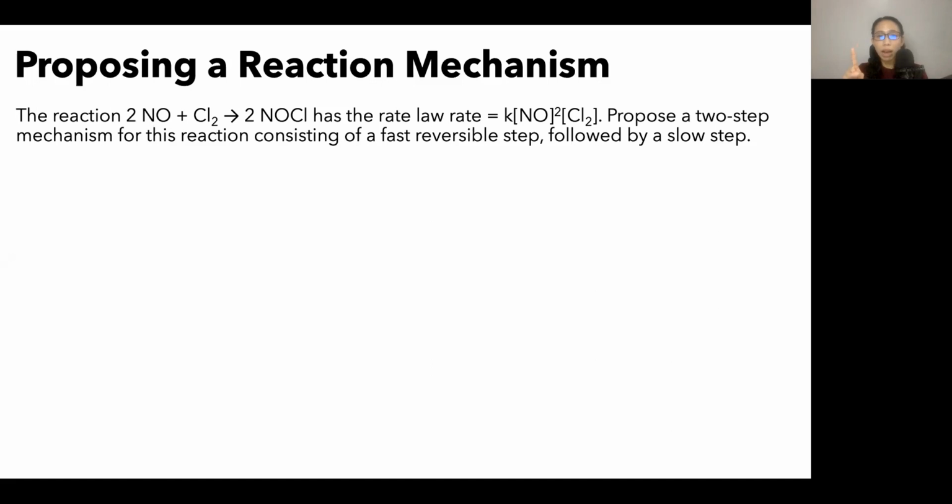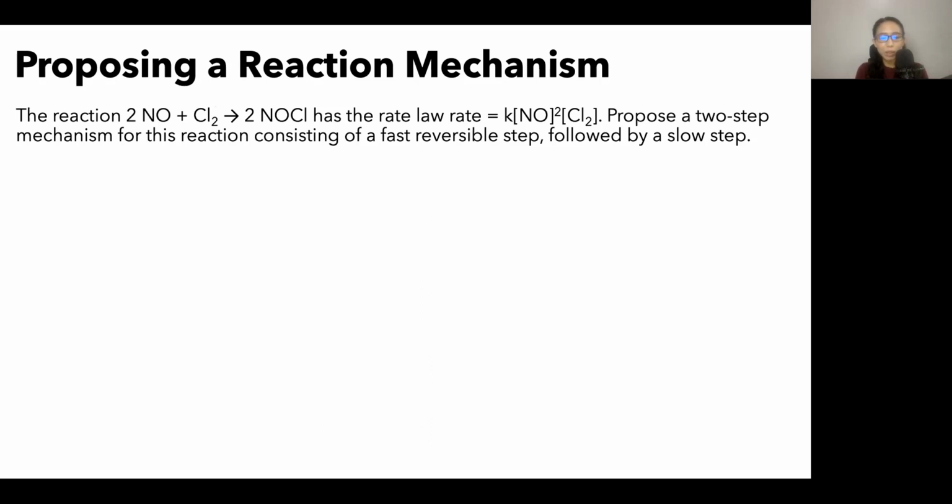Number 1, if you add all the elementary steps, you should get the overall reaction. And number 2, the derived rate law from your proposed reaction mechanism must be the same as the experimental rate law. So let's answer this first example. You have a reaction here and you are given the experimental rate law. So propose a 2-step mechanism for this reaction consisting of a fast reversible step followed by a slow step.